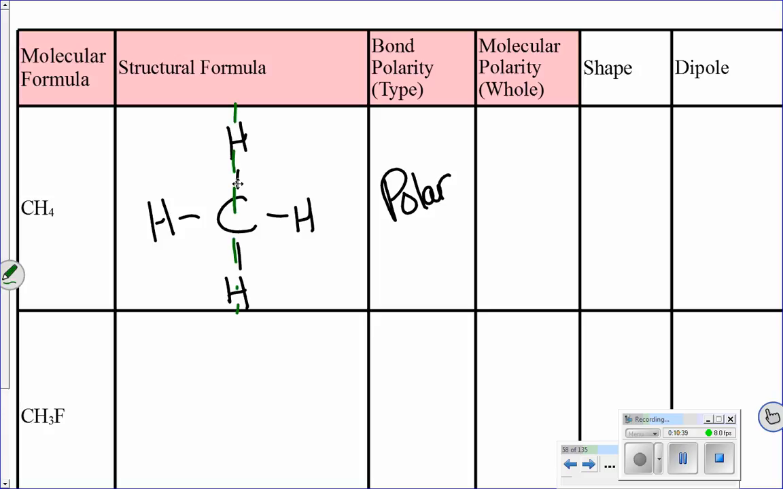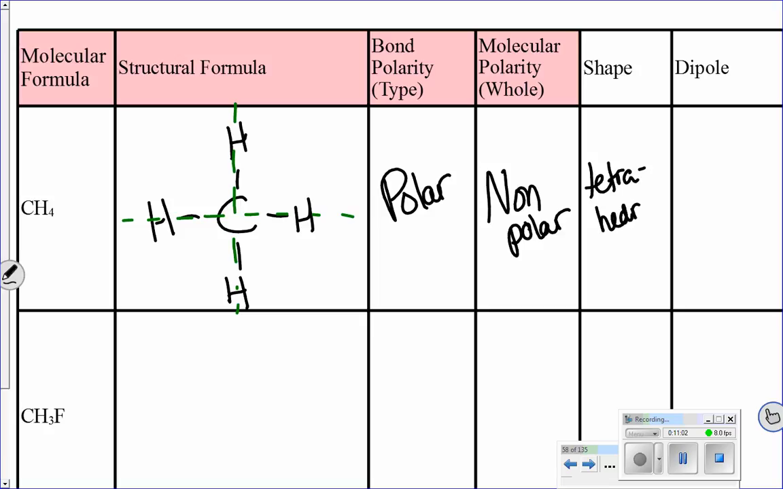Yes, this molecule is symmetric this way, and also symmetric this way. This is actually a non-polar molecule. So even though this molecule has polar bonds in it, overall its charge is balanced out to make it a non-polar molecule. This bonds in something called a tetrahedron.